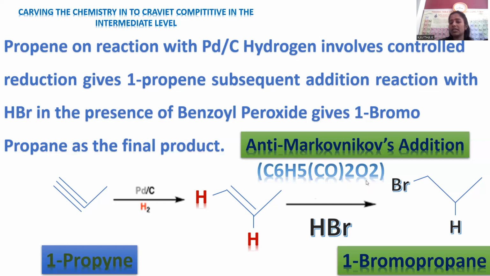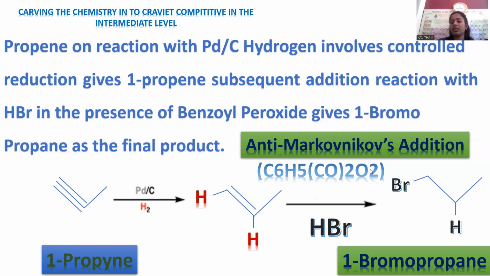This is also called the Kharasch effect. This is also called the peroxide effect. This is also called the anti-Markovnikov effect. This is also called free radical addition. So many names we can assign for the given process. And finally, the product will be 1-bromopropane.